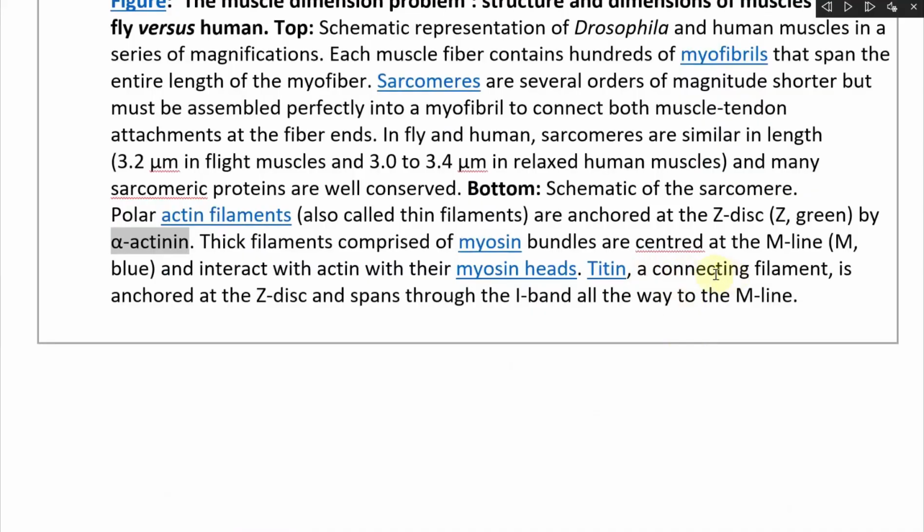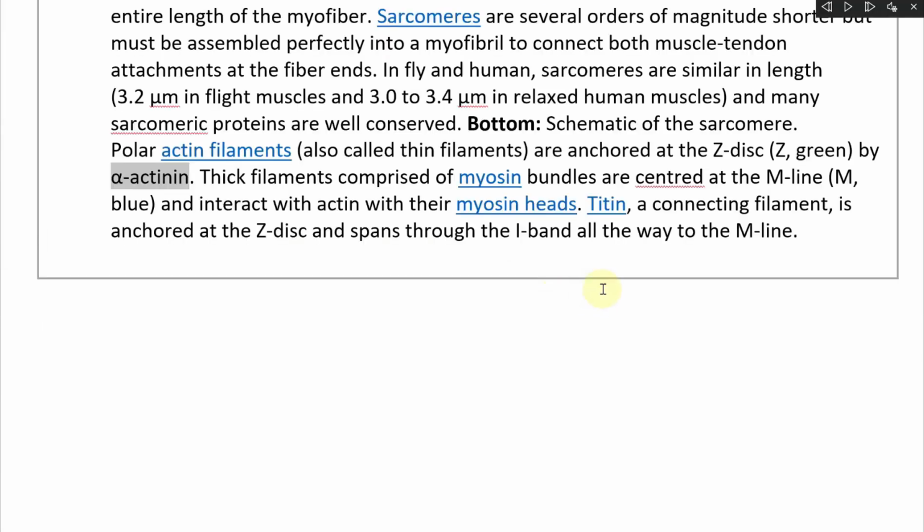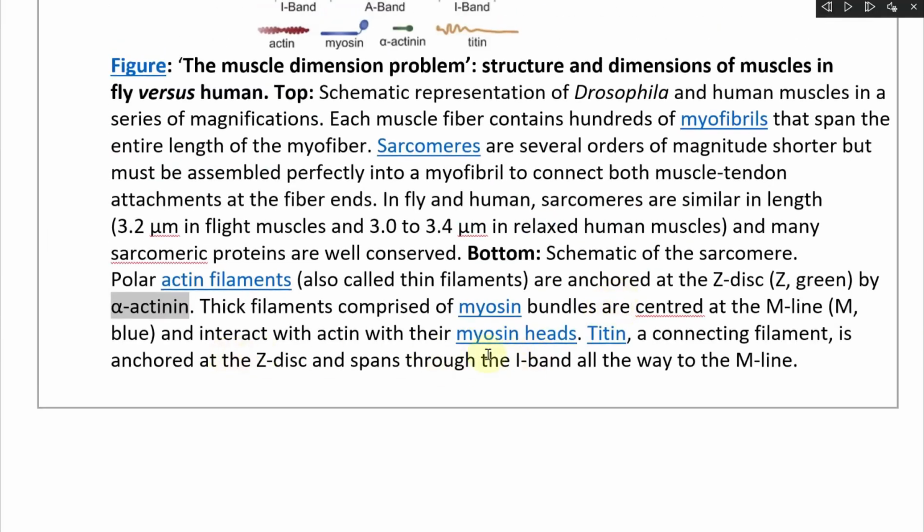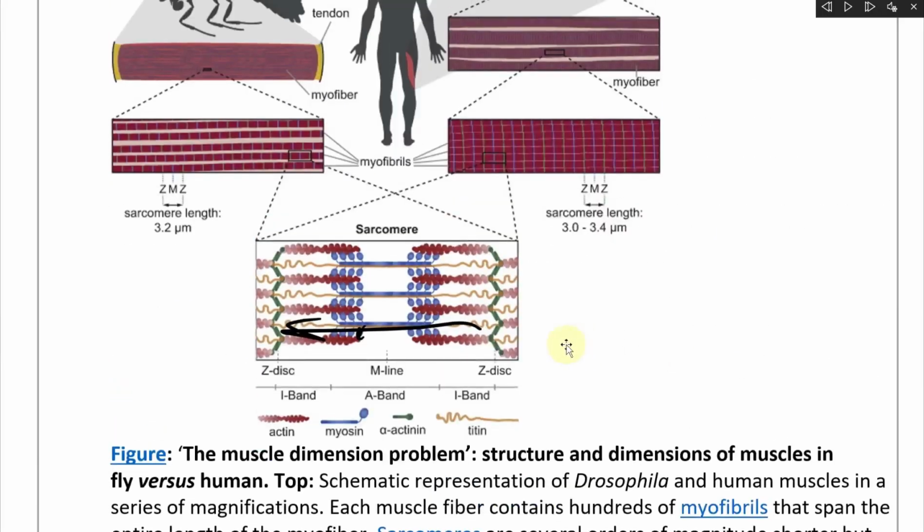So titin, a connecting filament, is anchored at the Z disc and spans through the I band all the way to the M line. Let's take a look at this. The titin goes from the I band all the way to the M line. There's the I band right here, and there's the titin. Let me erase all this. The M line is in the middle, the center right there.